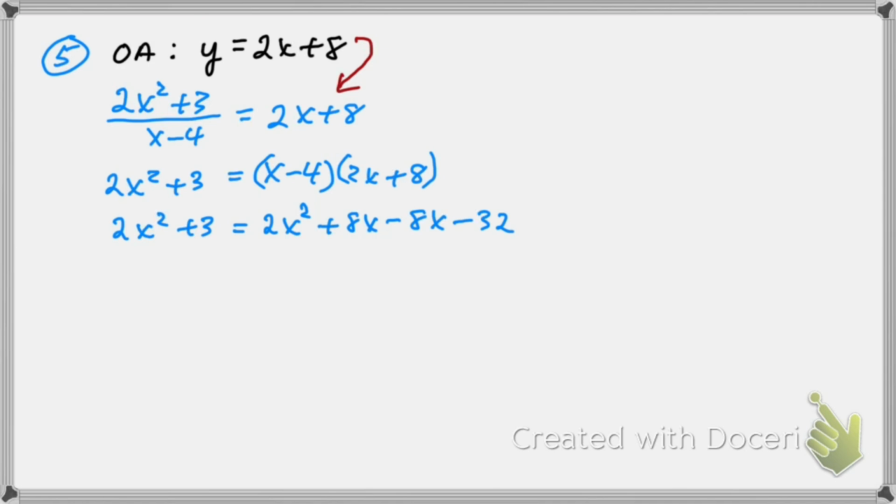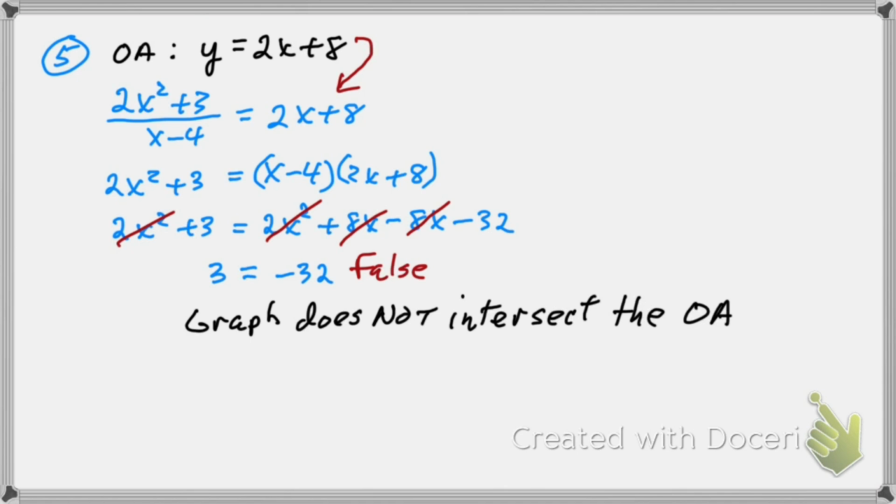I'm seeing that those 2x squared terms will cancel out. Over on the right-hand side, I've got plus 8x and negative 8x. They'll cancel out. Well, what does that leave me? 3 equals negative 32. Well, that's false. So that tells me the graph does not intersect that oblique asymptote. So that's good to know.